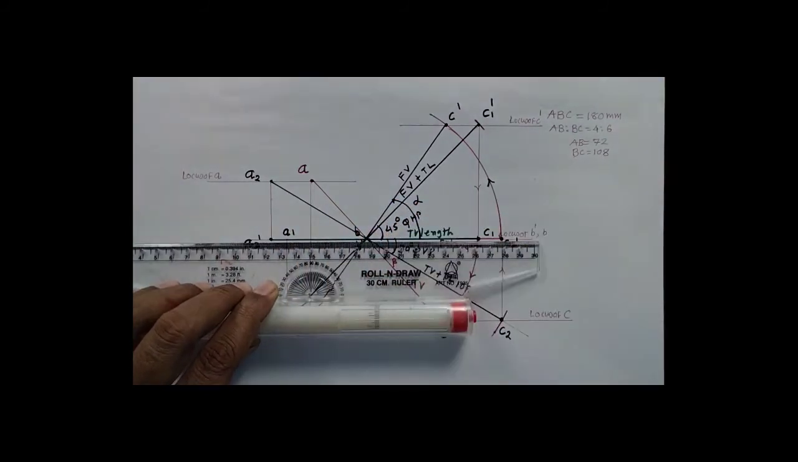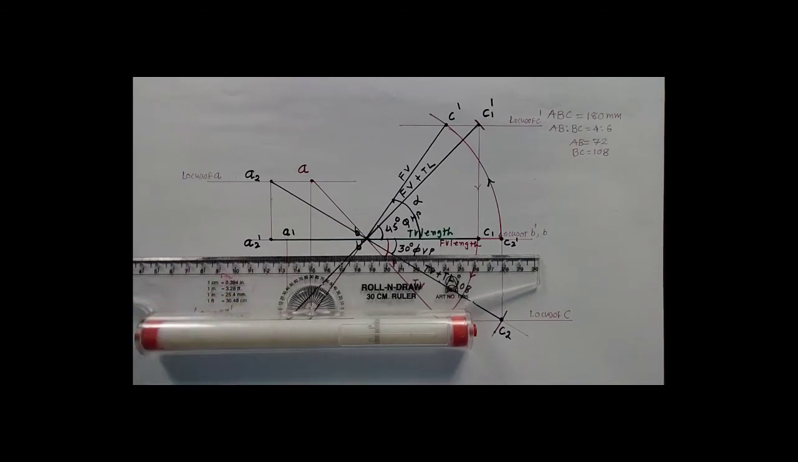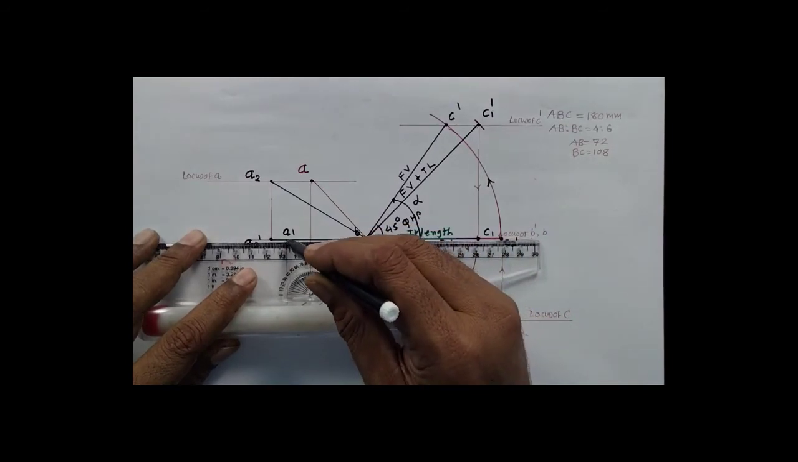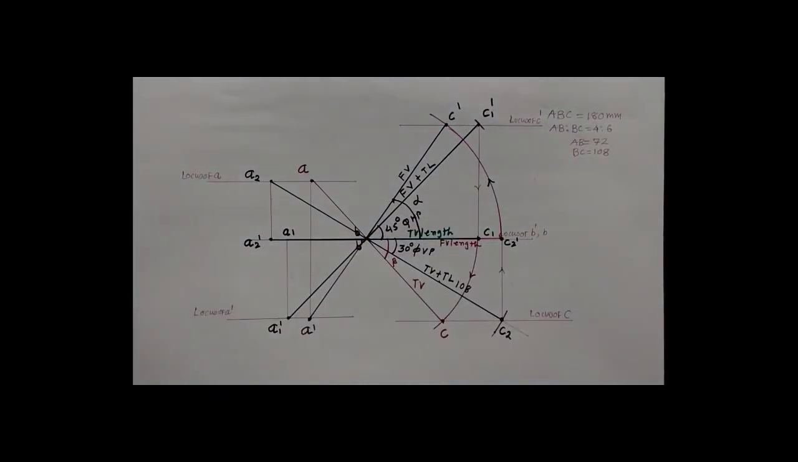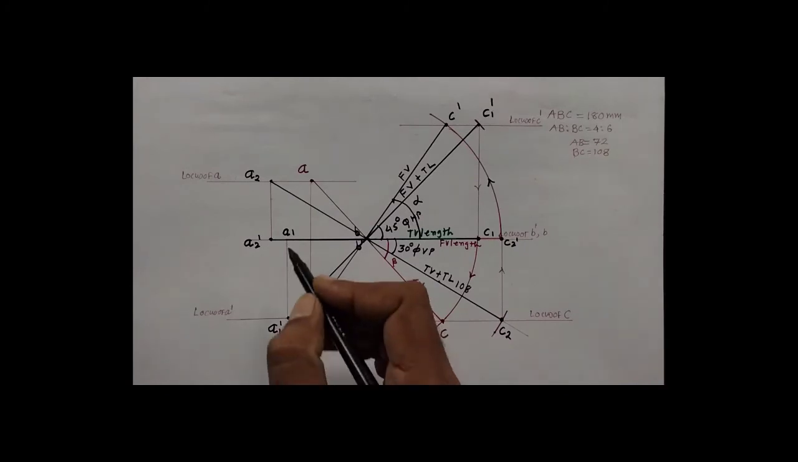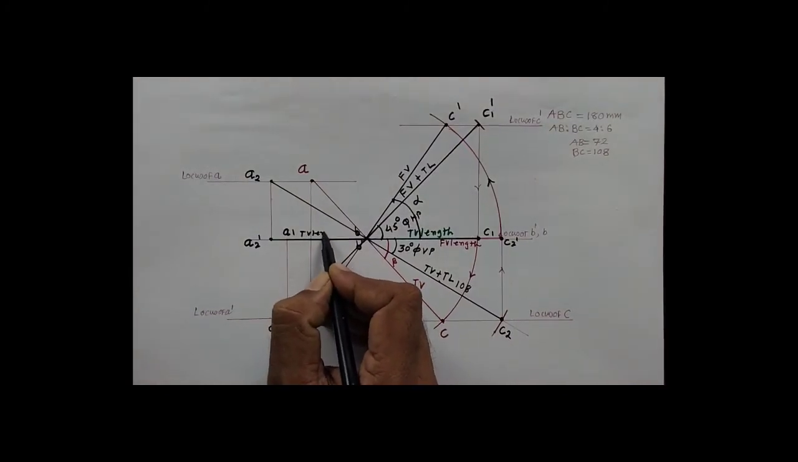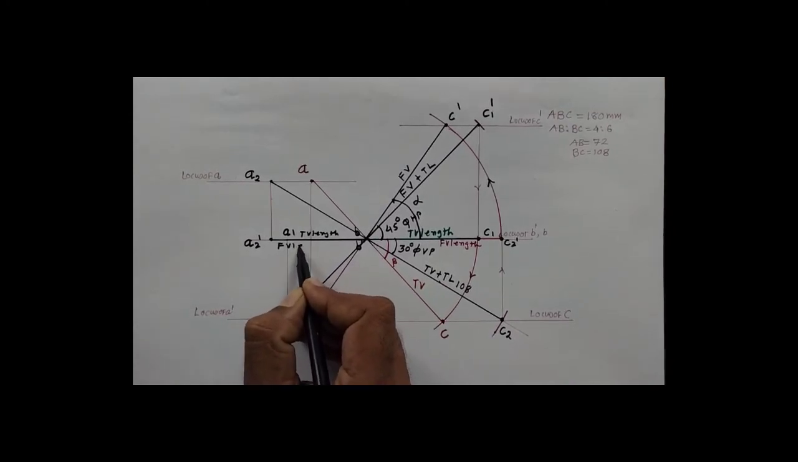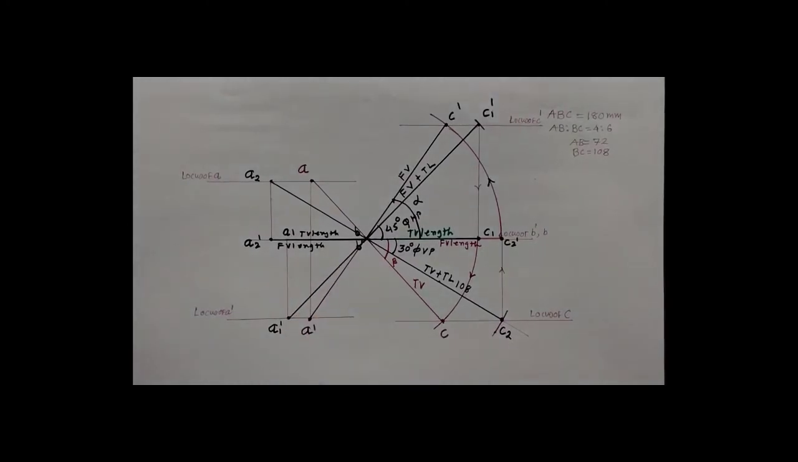It is a front view length, and AB1 is your top view length. So I write the top view length here of line AB. This is my front view length. So for the total length of ABC, when you talk about the front view, you have to measure from A dash to C2 dash. And what is your top view length? From A1 to C1.